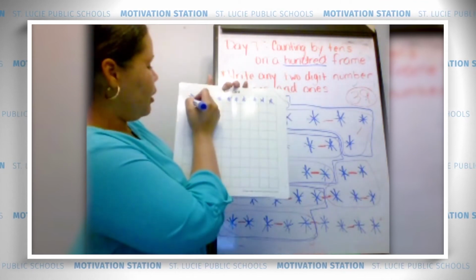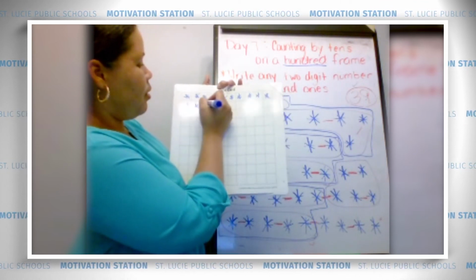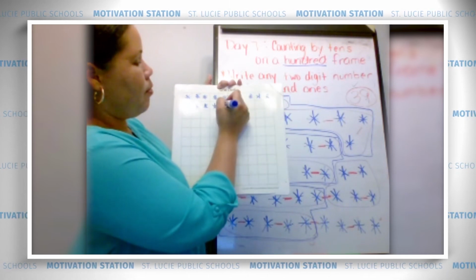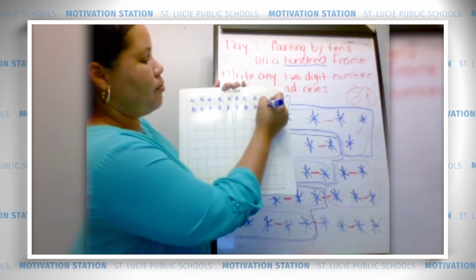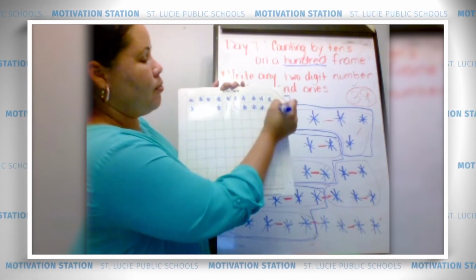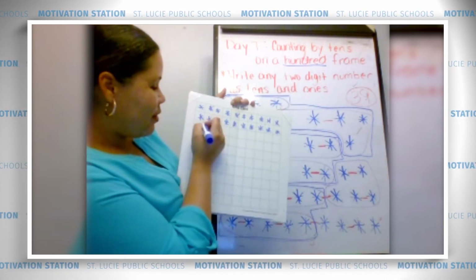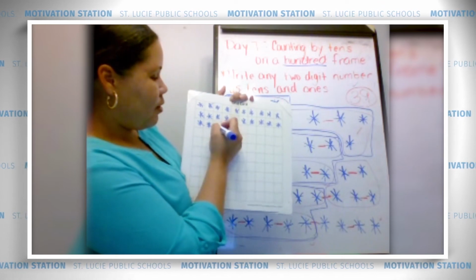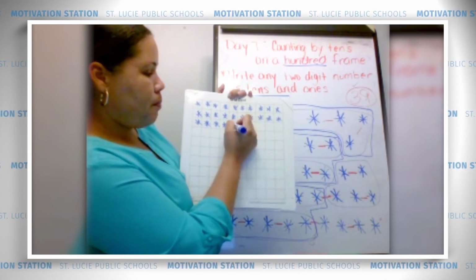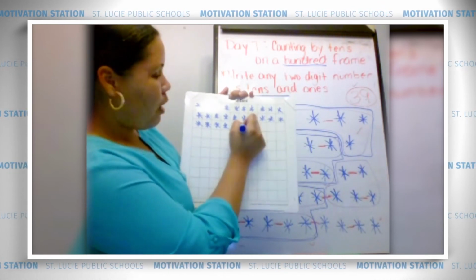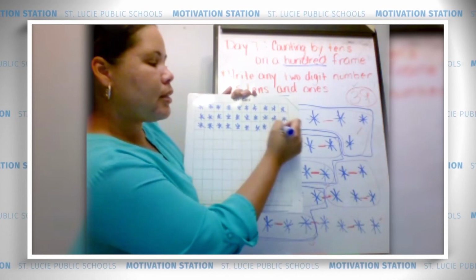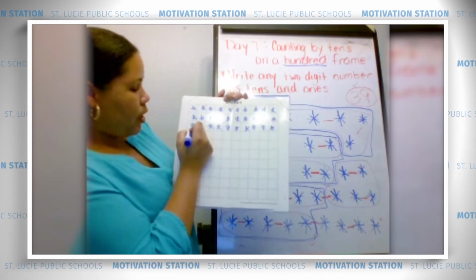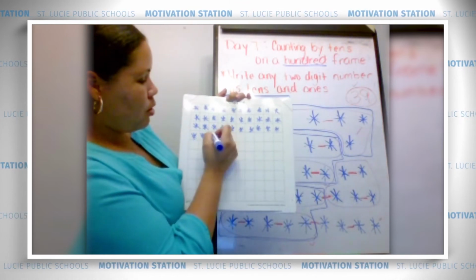Phew, 10. Let's keep going. I'm still going. Who's counting my stars? How are you counting them? Are you counting as I draw? Are you counting by tens? I've got some time left.